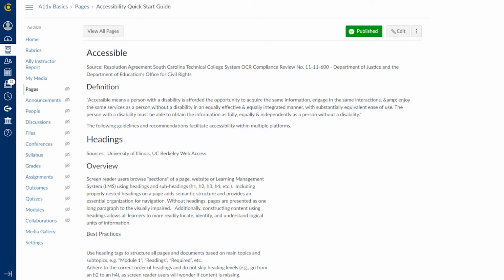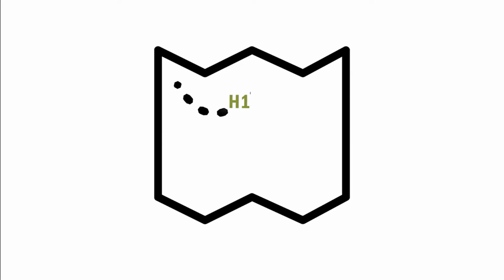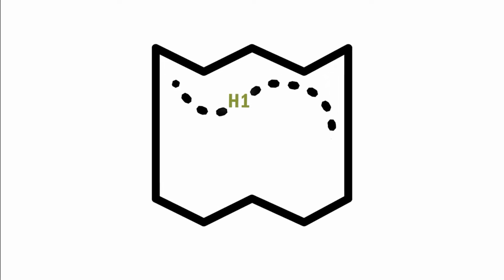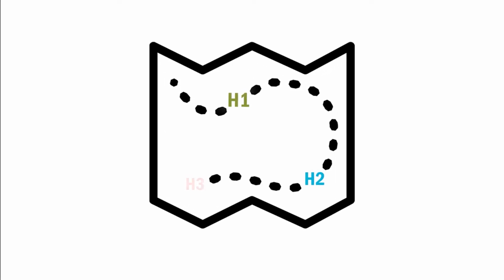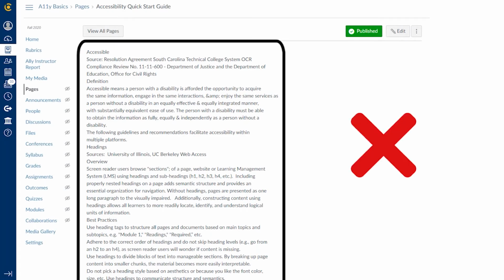Screen reader and assistive technology users browse sections of a bcourses page using headings and subheadings. Proper use of headings creates semantic structure and provides an organized layout for navigation. Without headings, pages are presented as one long paragraph to screen reader users.